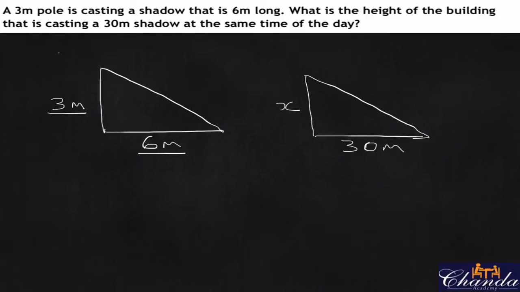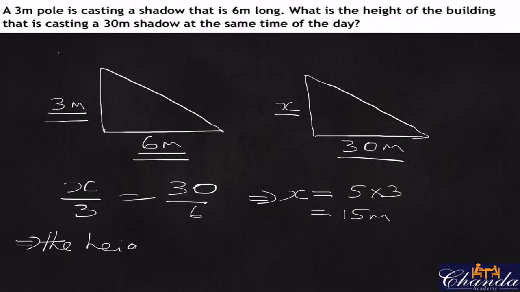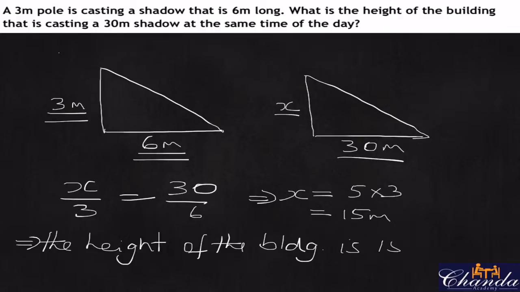So at the same time of the day, guys, the building will also be using the same sort of factor. So let's do x over 3 equals 30 over 6. Therefore, x is simply 30 over 6, which is 5 times 3, which gives me 15 meters. Therefore, the height of the building is 15 meters.